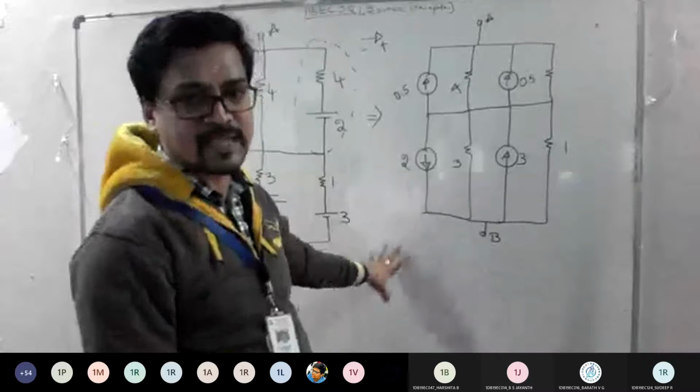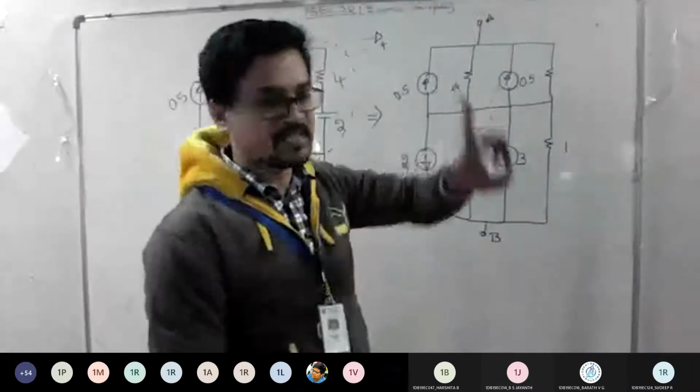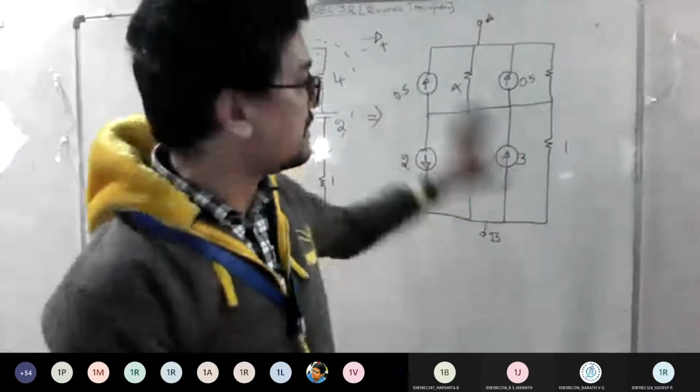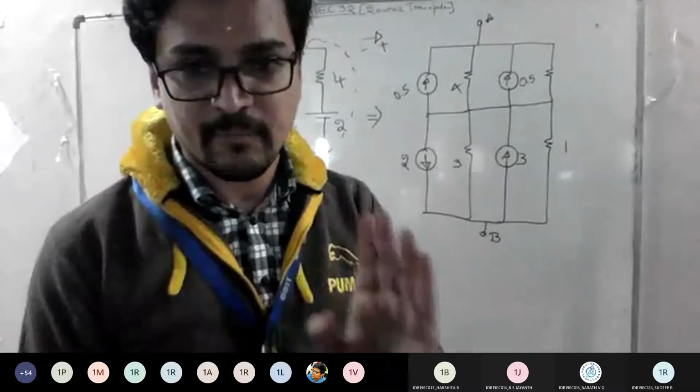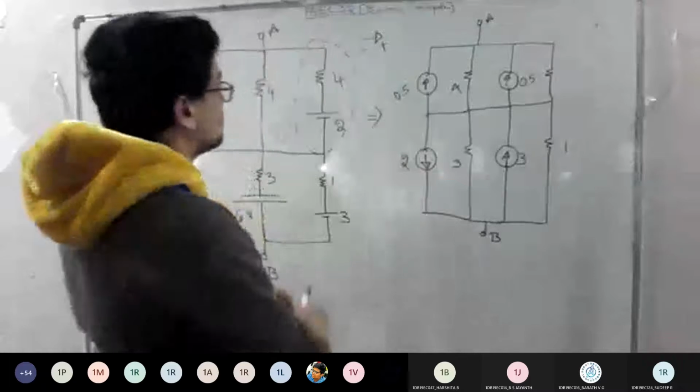So after this, the next step is to combine these two parallel into one. Similarly, combine these two parallel into one. That is the second next step. So don't write everything together. I told you, step by step you should follow. So now convert this to a single current source.